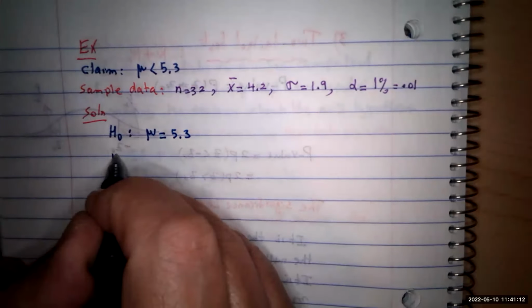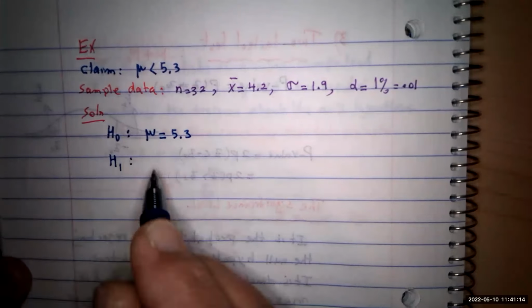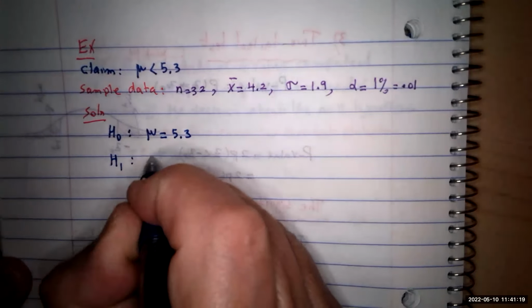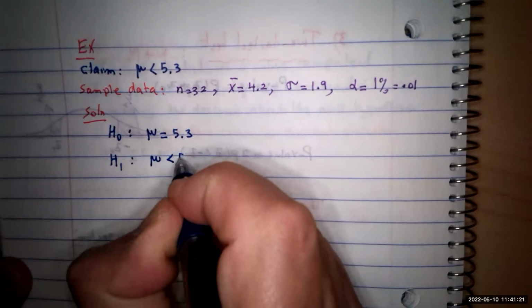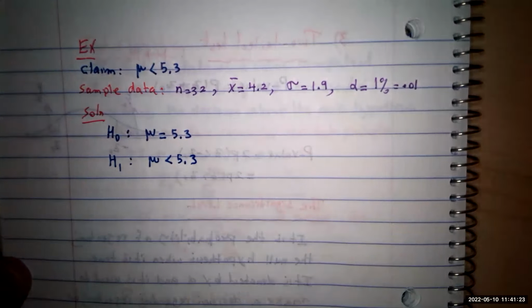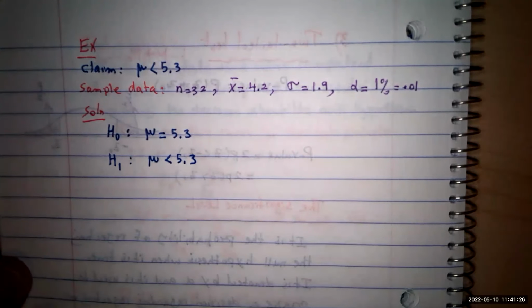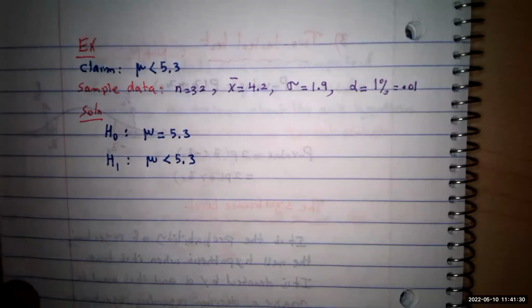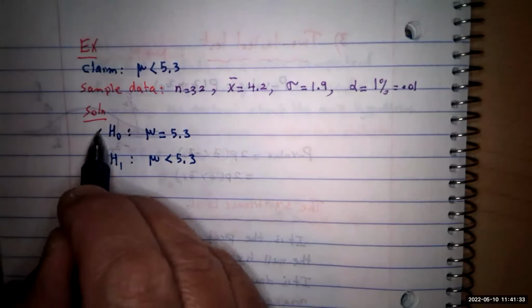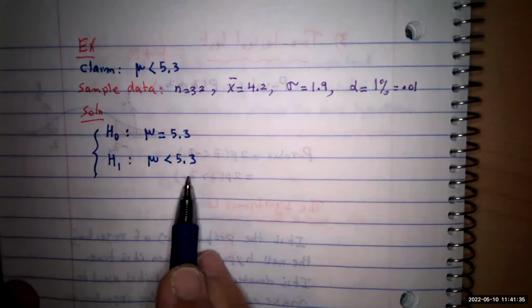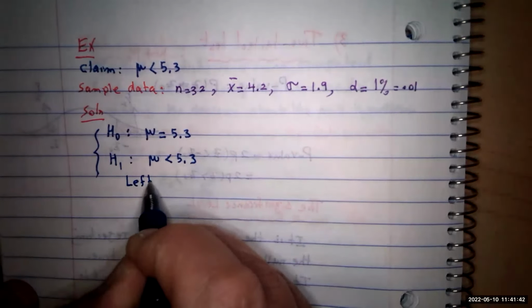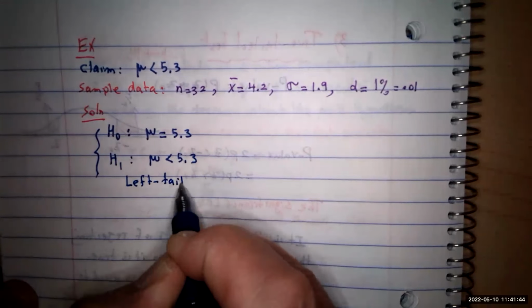H1 is the alternative. The alternative is the one that you want to check. So we want to check if mu is less than 5.3. Remember, when you see the expression less than, you write mu less than 5.3. You identify the type of test, and when it's a less than, it's a left tailed test.